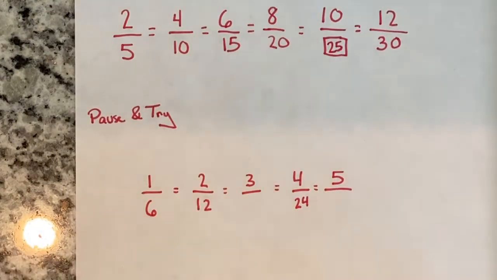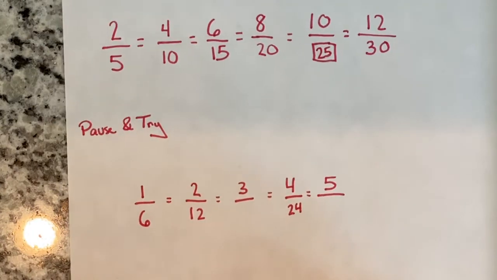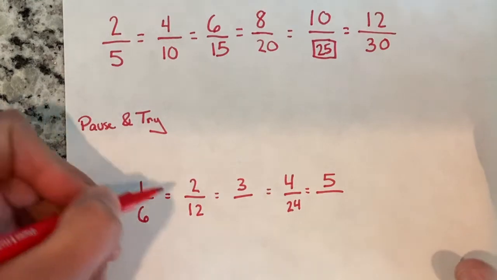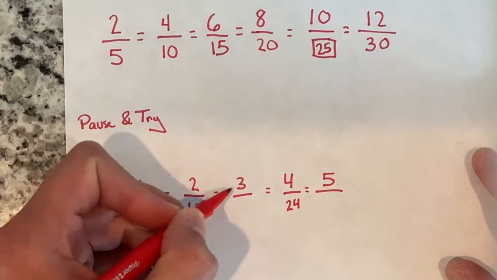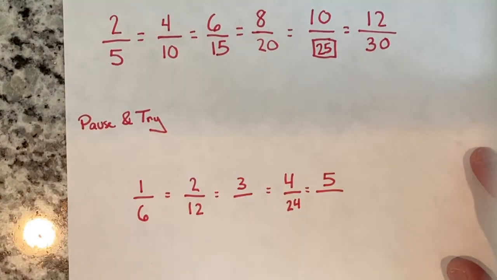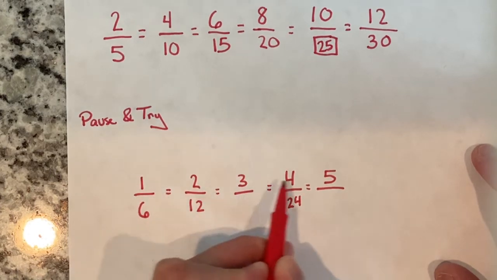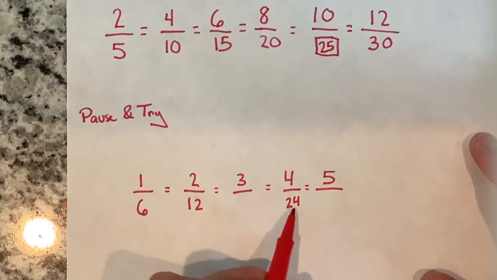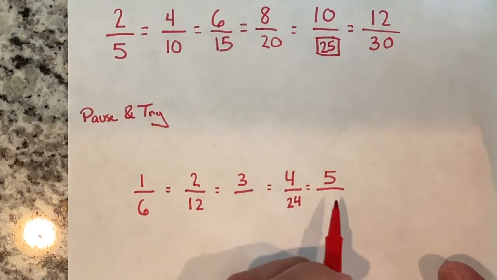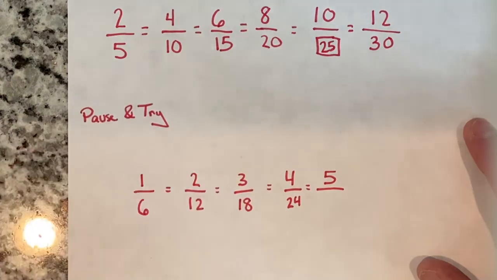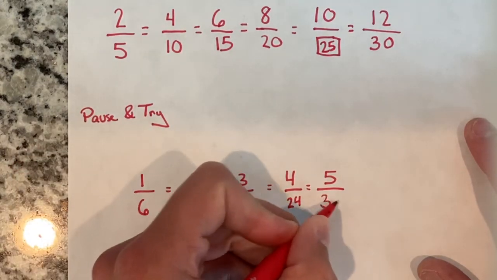The last one I'm going to have you guys do today will be our pause and try, and it looks just like this. Pause the video here and see if you can find out what missing pieces I have in this fraction. 1/6 is equal to 2/12 is equal to 3 something, equal to 4/24 equal to 5 something. I notice my numerators are in order, 1, 2, 3, 4, 5. I notice my denominators, 6, 12, something, 24, something. And if I know my facts here, 6, 12, 18, 24, and 30.